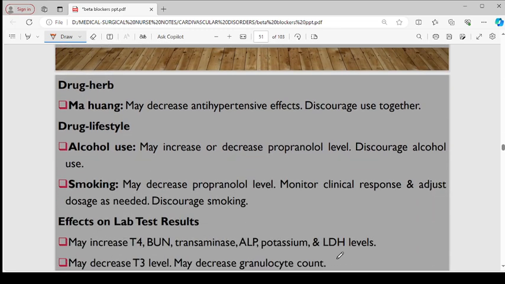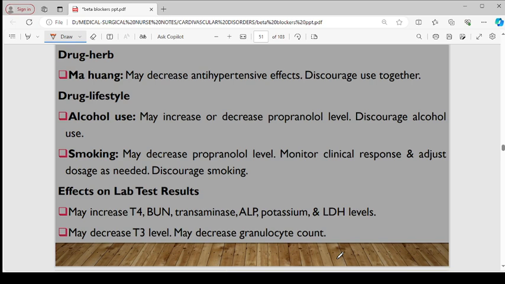For the herbs, you find that most of these herbs normally decrease the antihypertensive effect of propranolol, so you try to discourage the use together. In terms of lifestyle, alcohol use may increase or decrease propranolol level, so you have to discourage alcohol use. Equally, smoking may decrease propranolol level, and you have to monitor clinical response and adjust dosages as needed and try to discourage smoking.